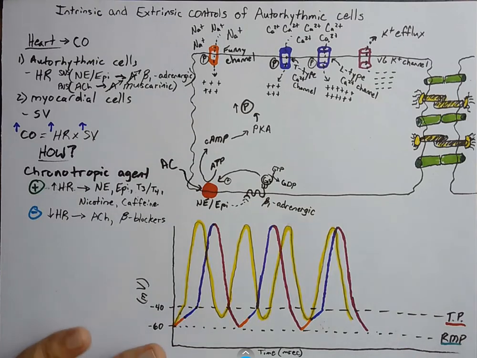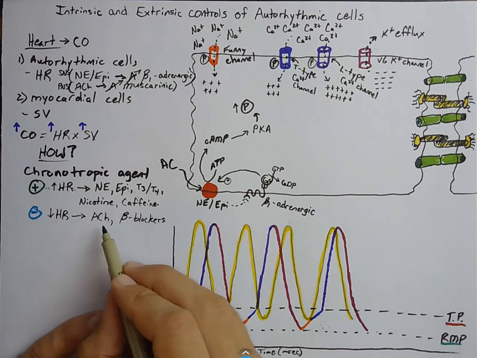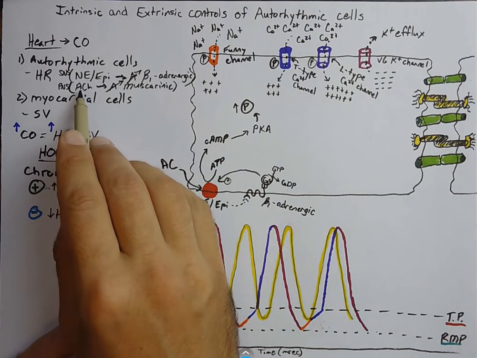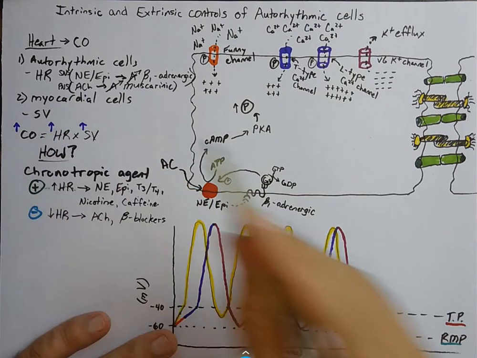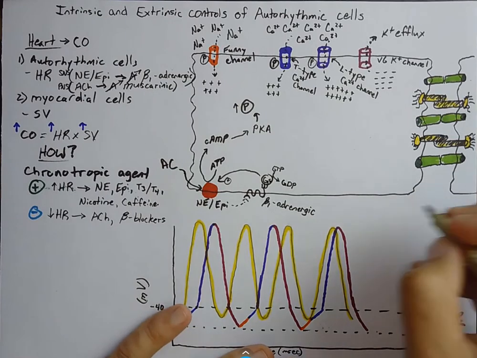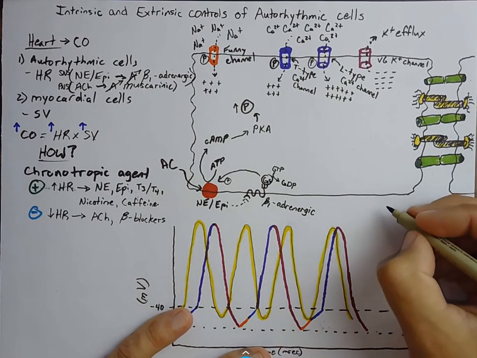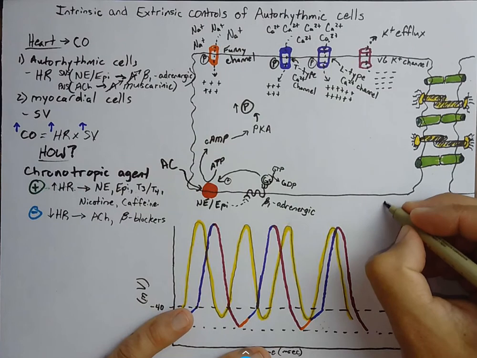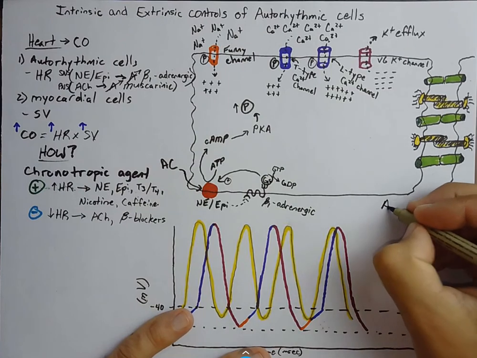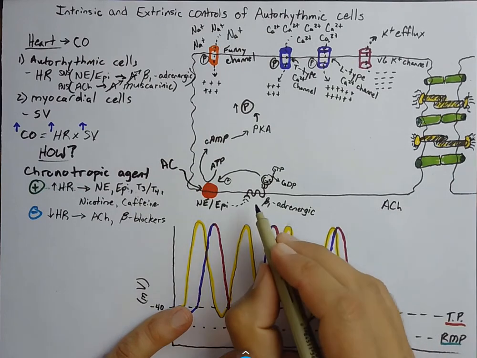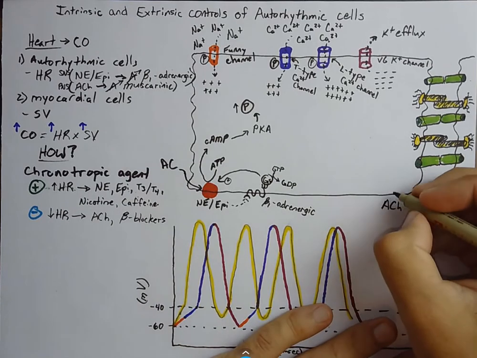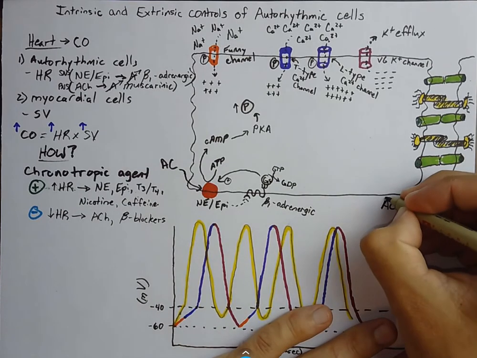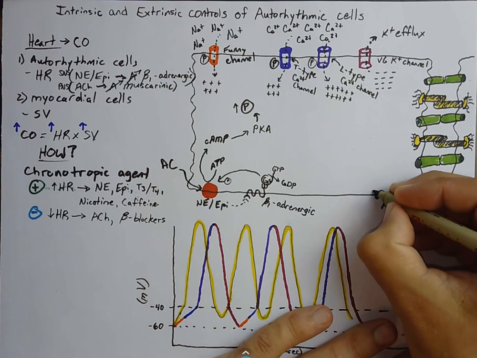Awesome. What about negative chronotropes? Well, we know acetylcholine is going to be our key to negative chronotropes, right? Parasympathetic nervous system. So let's go ahead and throw some acetylcholine in the system. And what happens with acetylcholine now is acetylcholine binds to another type of GPCR. So it's another 7-membrane spanning protein.